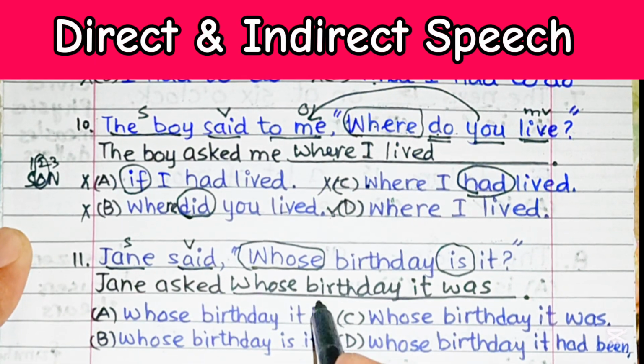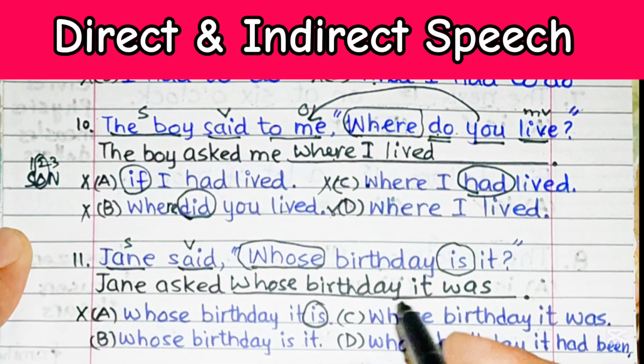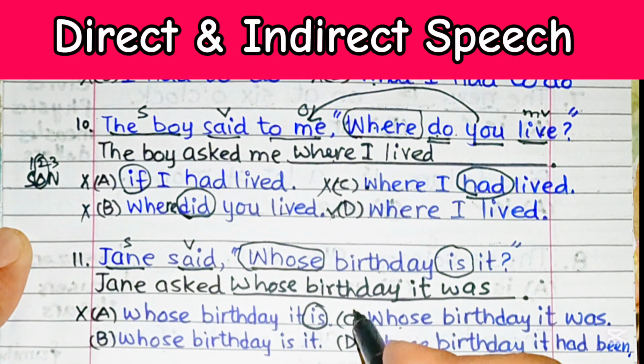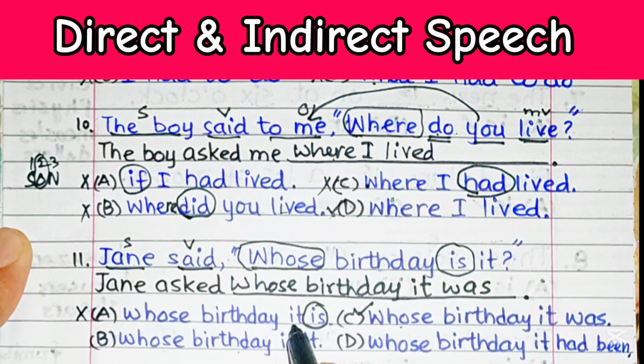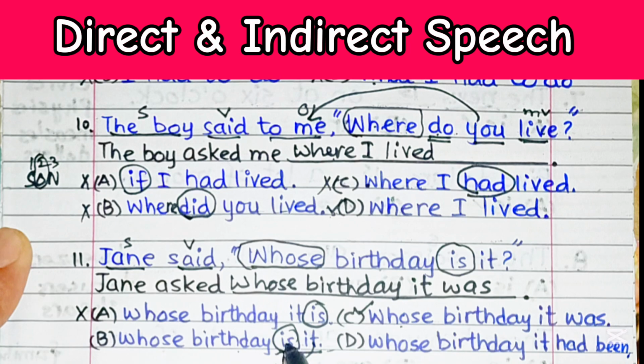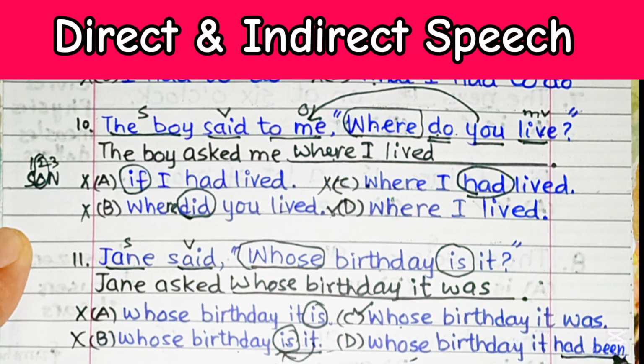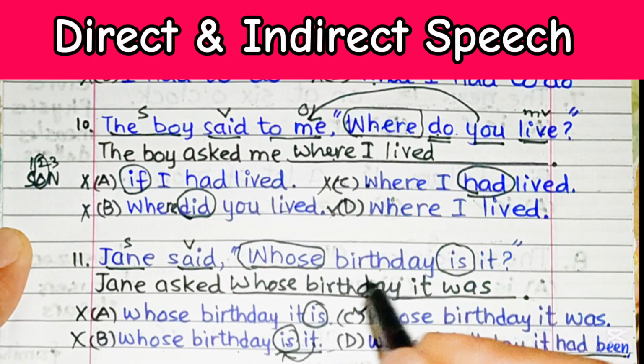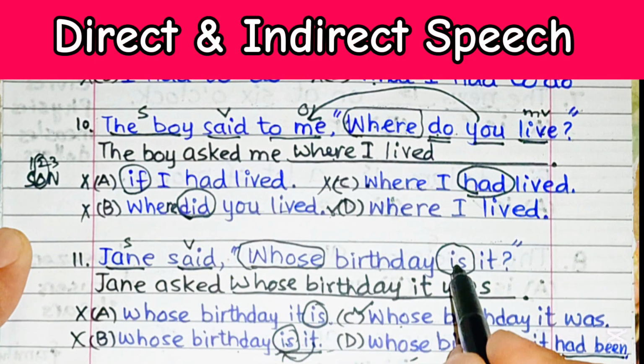This option is not having was, so this is not good. Whose birthday it was, so this is the right option. Whose birthday is it? We are not changing and we are not putting the subject first, and the verb remains in the present, so this is not the right option. Whose birthday it had been, we don't change into past perfect, because this was in past and this is in present, so convert this into past.